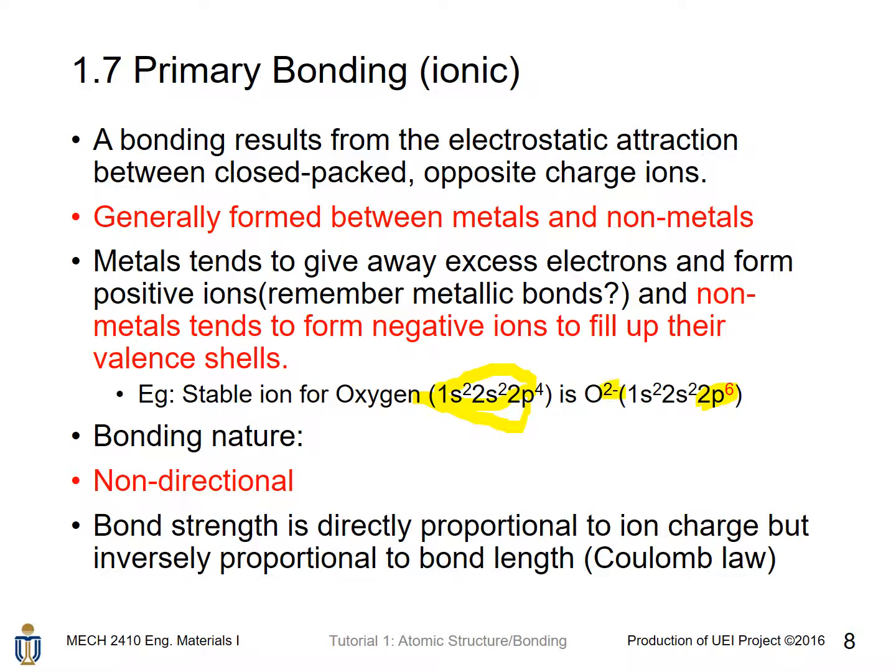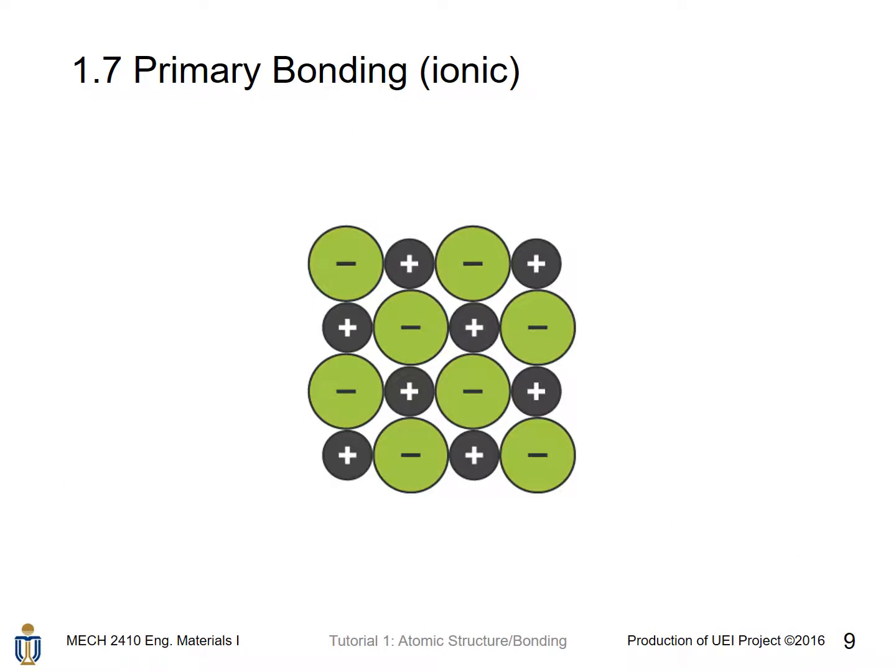The bonding nature of the ionic bond is that it is non-directional, and the bond strength is directly proportional to ion charge but inversely proportional to bond length, which is again due to the Coulombic attraction. Ionic bonds give a structure like this for materials: you can see negative ion, positive ion, negative ion arranged in a regular way. And this is non-directional because this is everywhere.